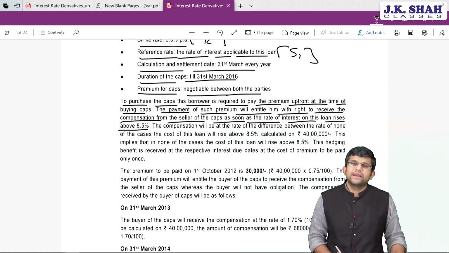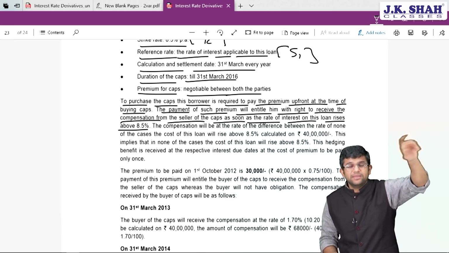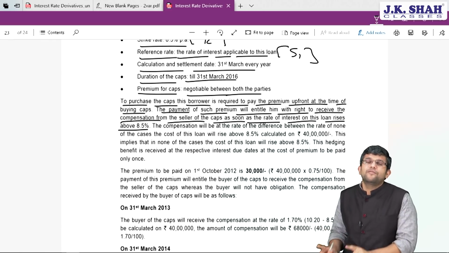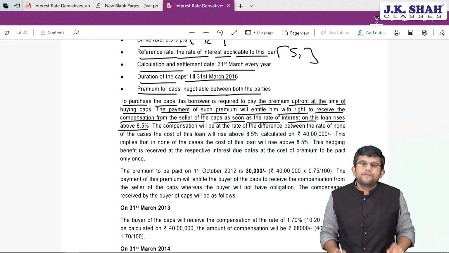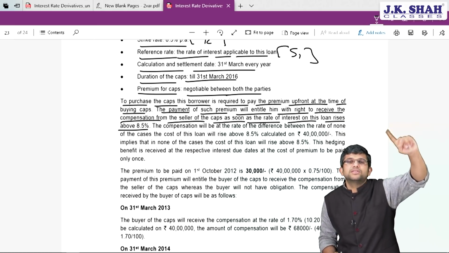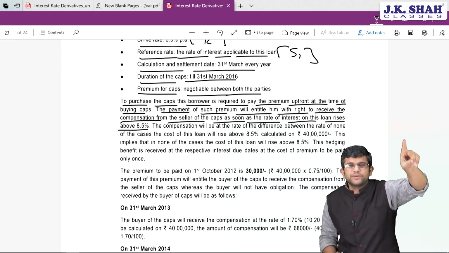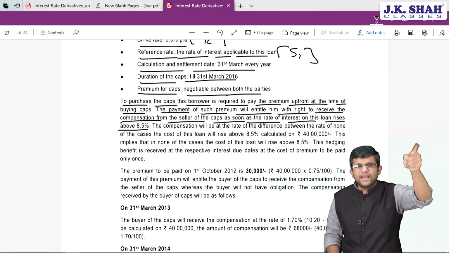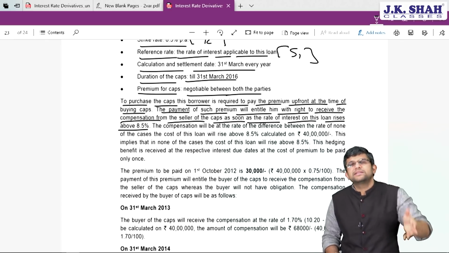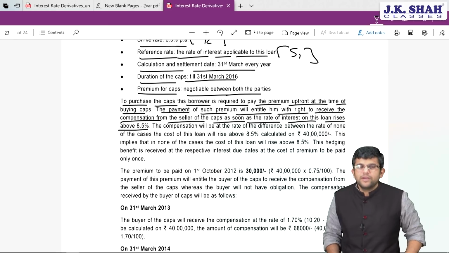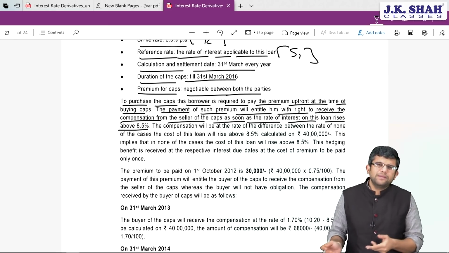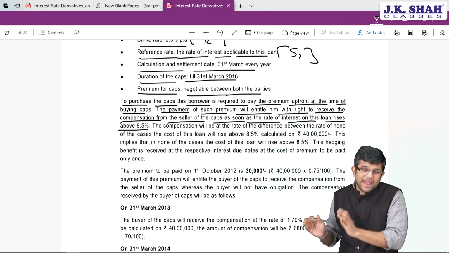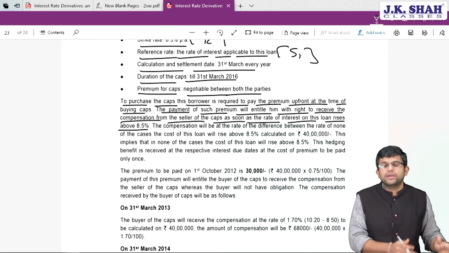So they are saying that if the interest rate in the spot market goes to, let's say, 9%, the payment will be in favor of the cap holder, because S1 is now above K; it's an in-the-money option. So 9% is S1, and K is 8.5%. S1 minus K will be the gross payoff, that is 9 minus 8.5, which is 0.5% on 40 lakhs, what the cap seller will have to pay to the cap buyer.